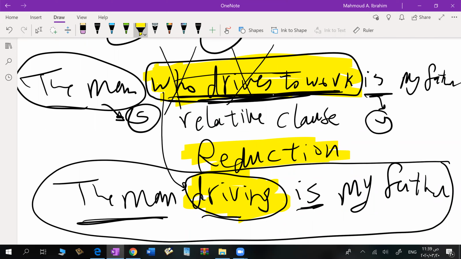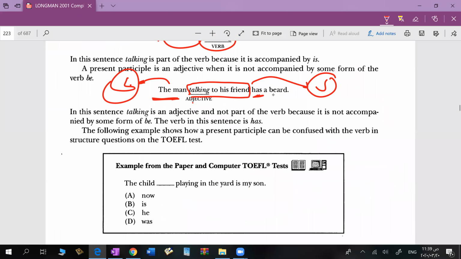So instead of "the man who drives to work is my father," it's "the man driving is my father." The man driving to work is my father. So here you omit the relative pronoun and the verb, and instead of them, you put a present participle or a gerund, okay? And mind you, this is not the verb. This is where the mistake comes from. Many people think this is the verb, but this is not the verb. The verb is "has a beard," okay? This is only an adjective. It's a reduced relative clause.